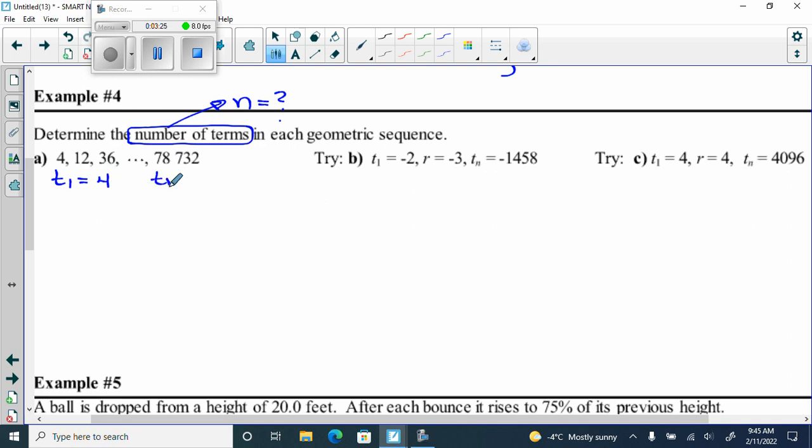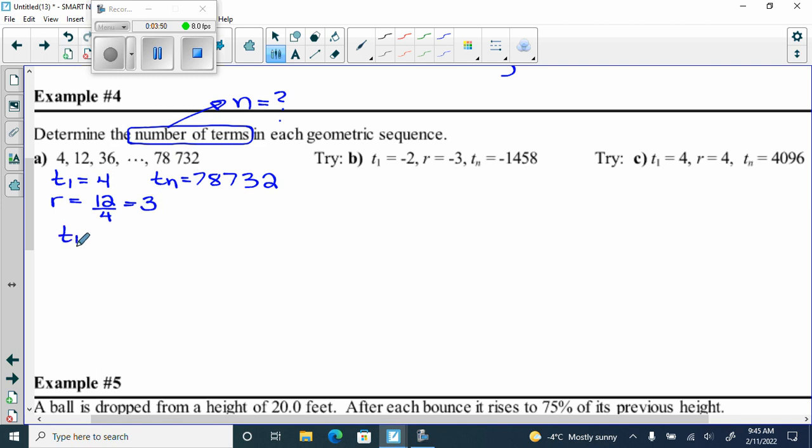And Tn is? 58,732. Yes. You're on the move. Okay. R? 3. What did you do to get 3? You're right. Divided. You divided what? T2 by T1 and T3 by T2, and then you knew it was geometric, right? So we went 12 divided by 4, which was 3, which is correct.